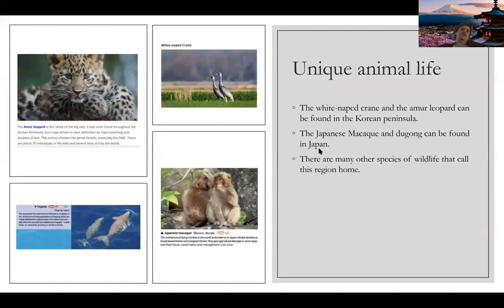So, just a couple animals that I found that are either unique or found commonly in Japan and the Koreas. You have the Amur leopard, the dugong, which I think is similar to a manatee. I'm not entirely sure exactly what it looks like, but it is common in the waters off of Okinawa. You have the white-naped crane, and then you have the Japanese macaw monkeys. Just some animals that I found that were unique and interesting to Japan that I had never seen before.